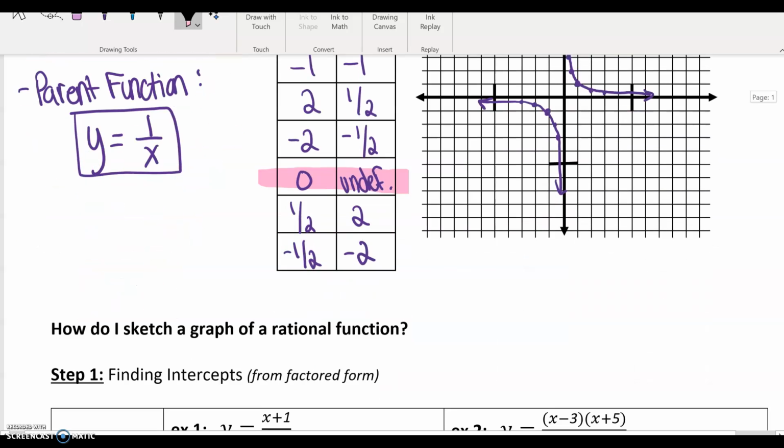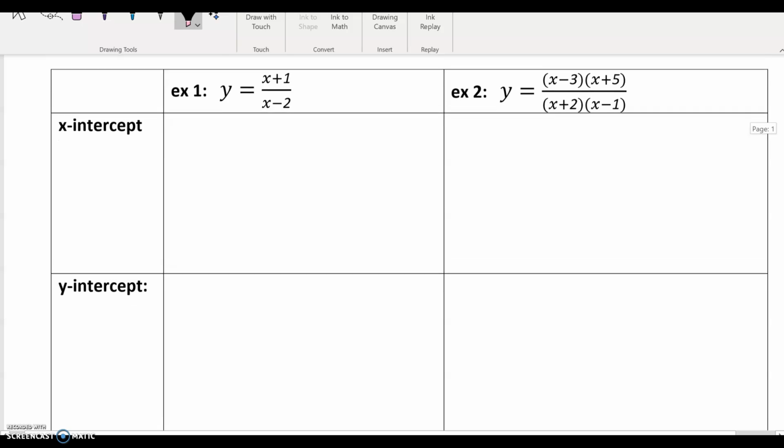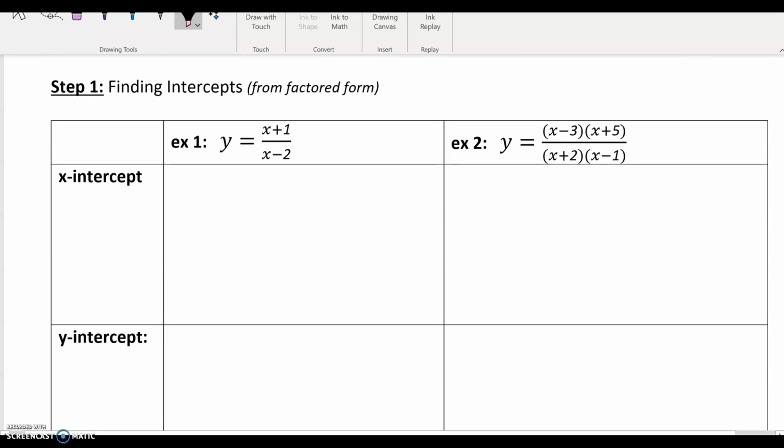Okay, now that we've been introduced to this new function, we're going to talk about how you get the key features to be able to sketch a graph. And the good news is a lot of the key features we've already talked about how to find and will not change for this function. So for example, an x-intercept occurs while it's on the x-axis like this, which means it doesn't go up or down at all. So for every x-intercept, the y value will be 0.